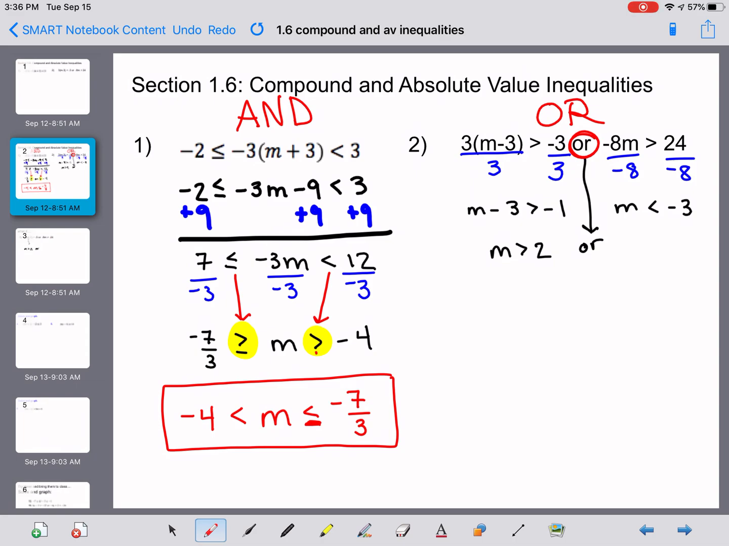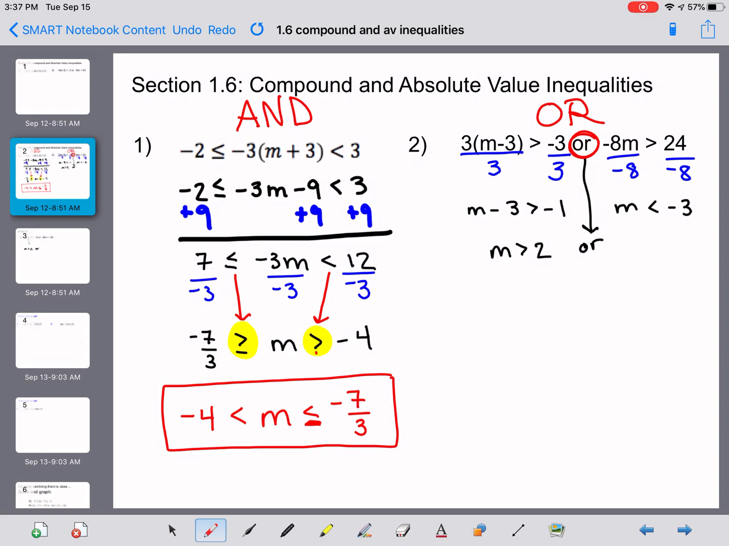The way we would read this is we would say -4 is less than m and m is less than or equal to -7/3. So that word and is in there when you read it from left to right. Problem example number 2, we've got m is greater than 2 or m is less than -3. Again, we're not going to leave our answer like that.